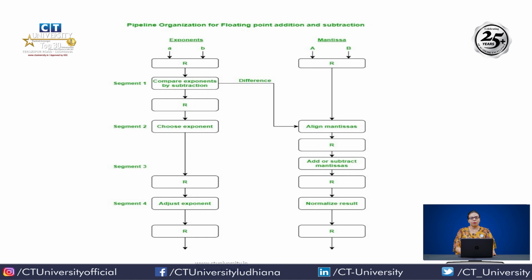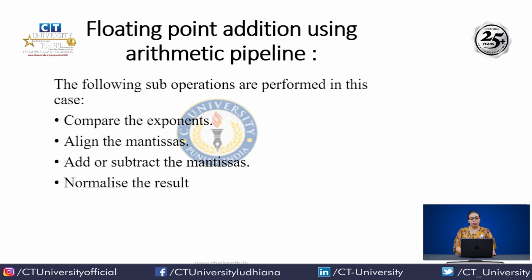Now we have to align the mantissas, and according to our instruction, we have to add or subtract them. If it involves addition, they get added. If it involves subtraction, then they get subtracted. And the last step is to normalize the result.